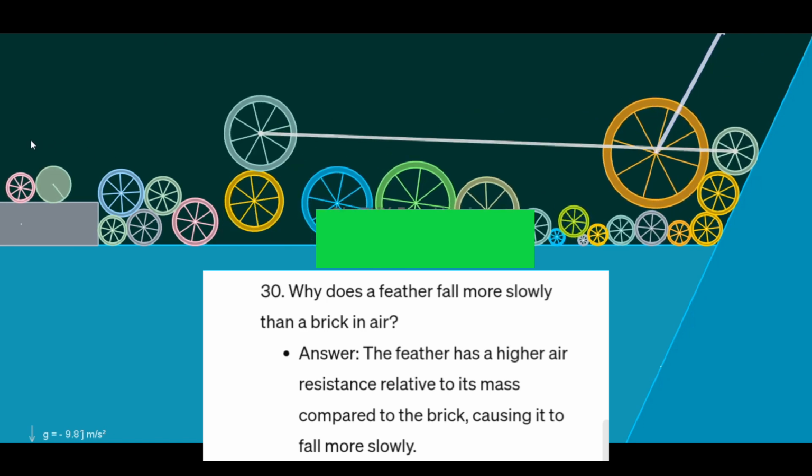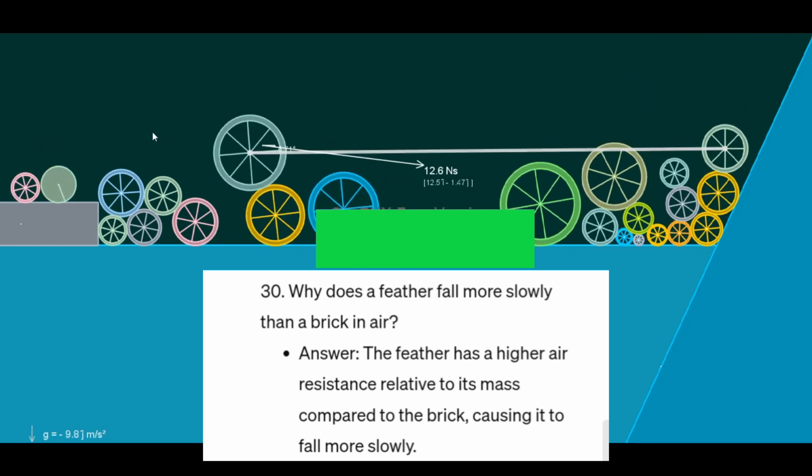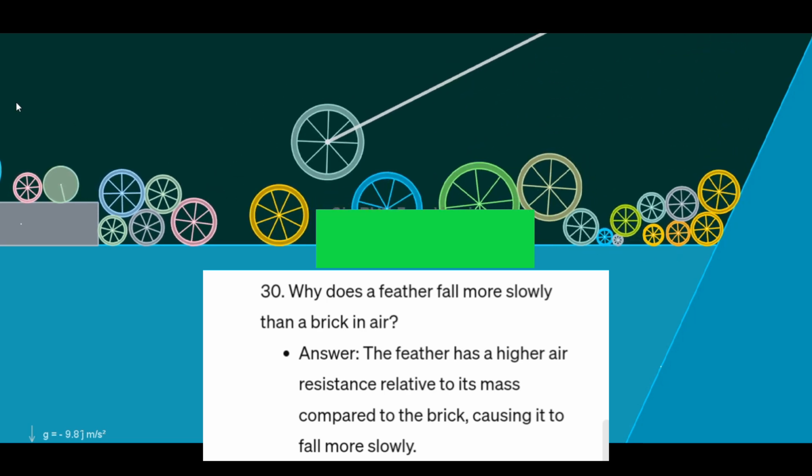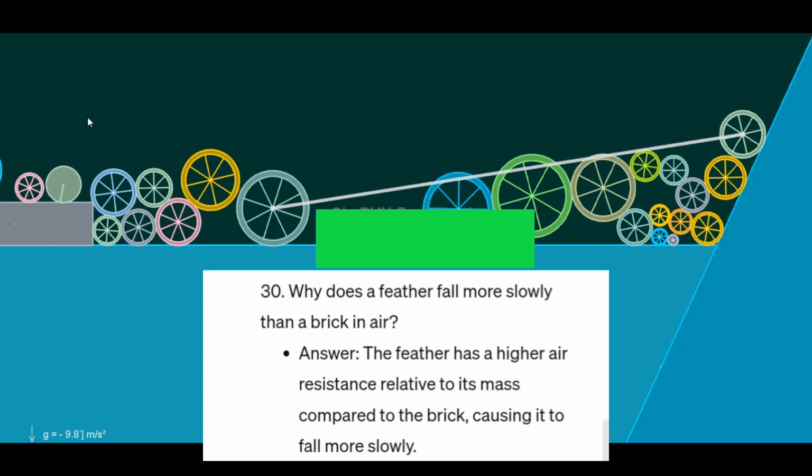Why does a feather fall more slowly than a brick in air? Answer: the feather has a higher air resistance relative to its mass compared to the brick, causing it to fall more slowly.